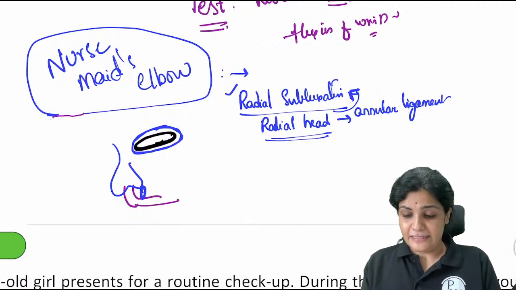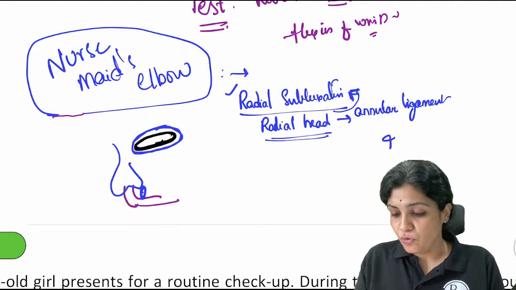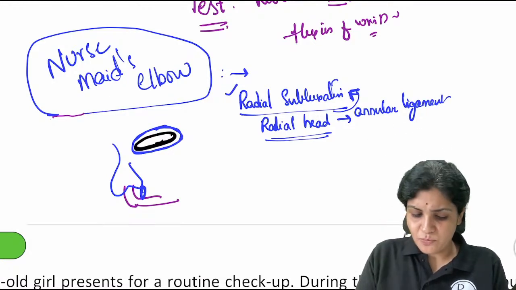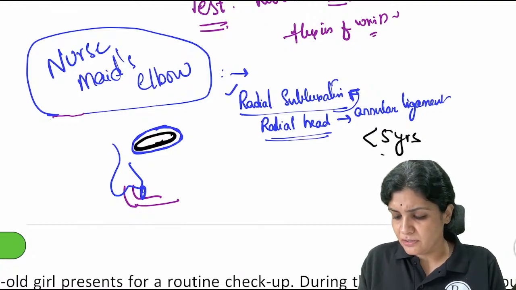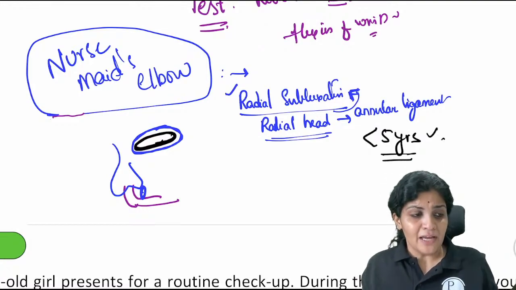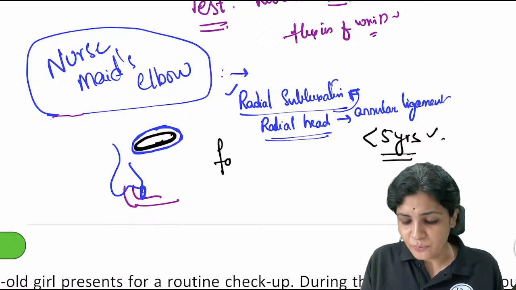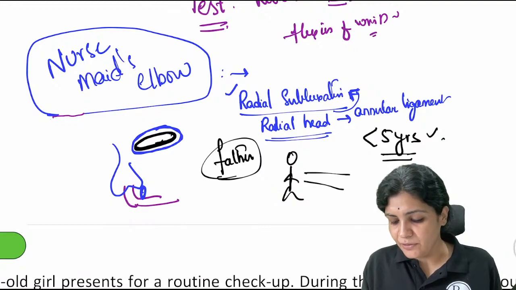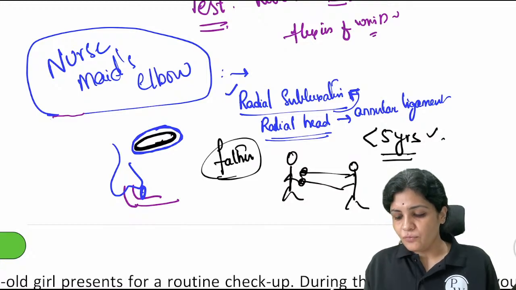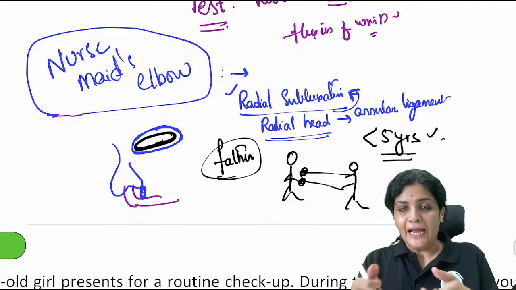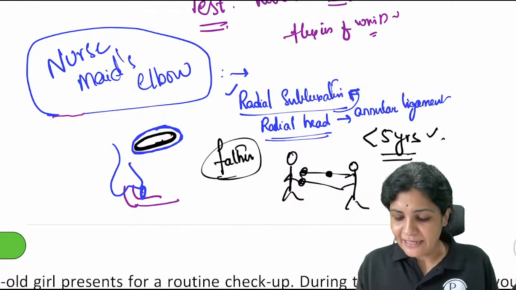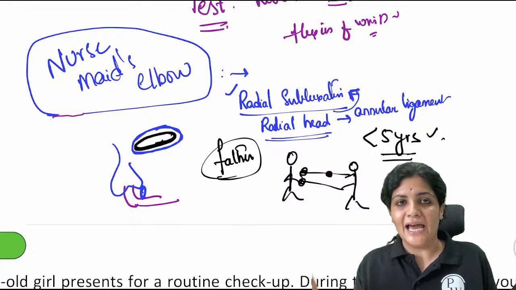When this typically occurs, it usually occurs in kids, less than 5 years of age, and usually the father will be the culprit, if you remember. The father wants to play with the kid and holds the kid's hand like this, and the kid is standing like this. Whenever they pull the hands with full extension, the radial head slips out of the annular ligament.